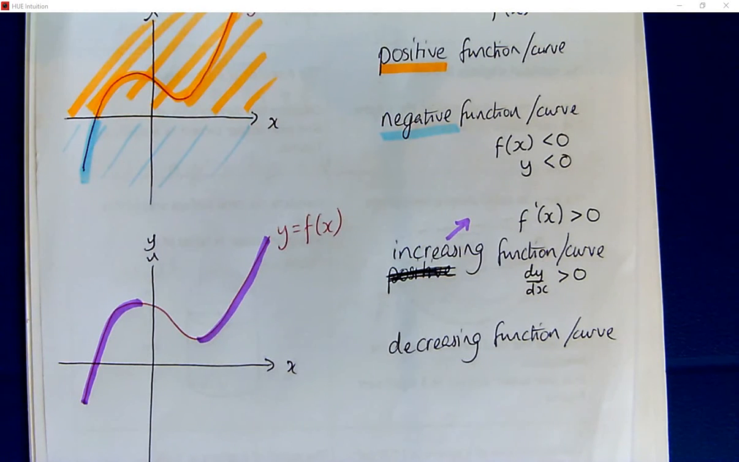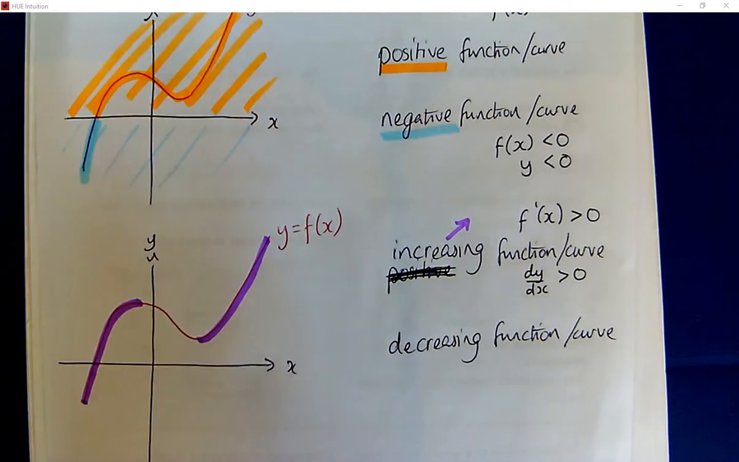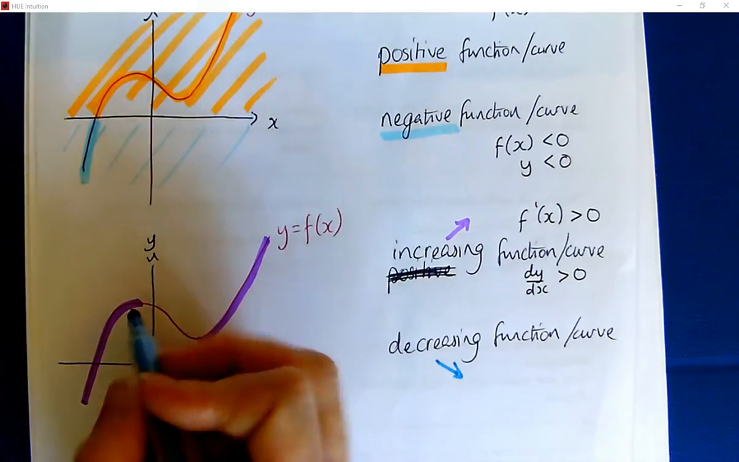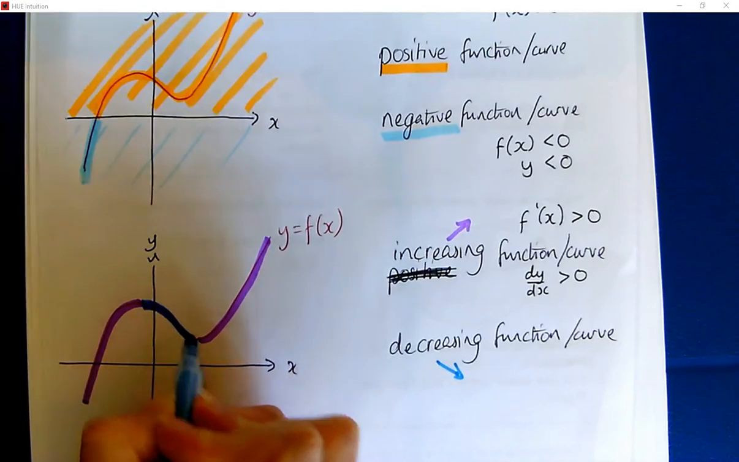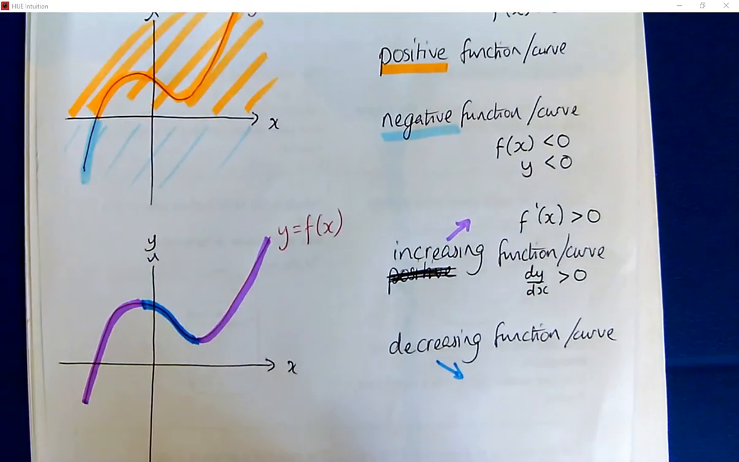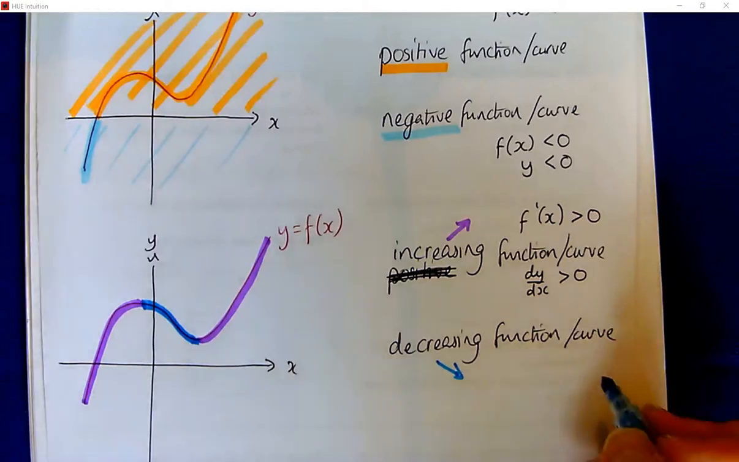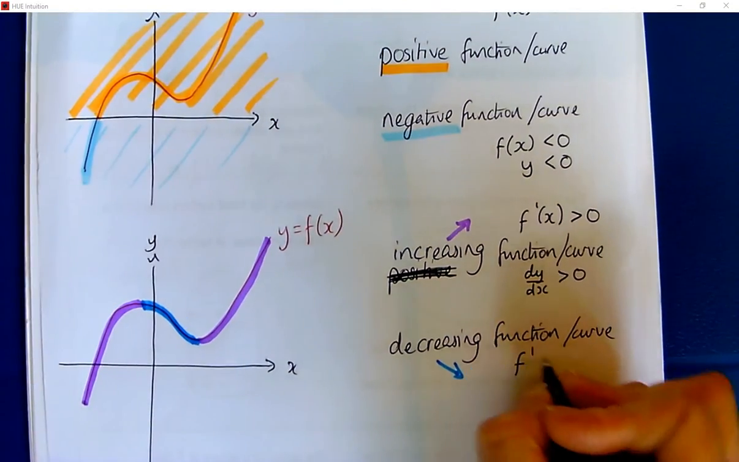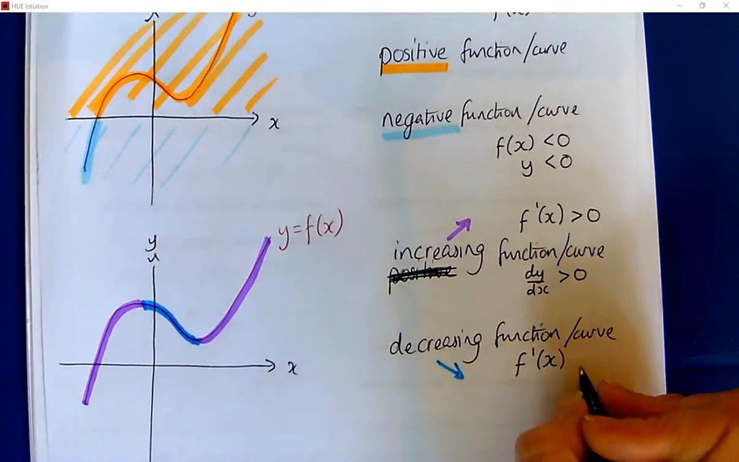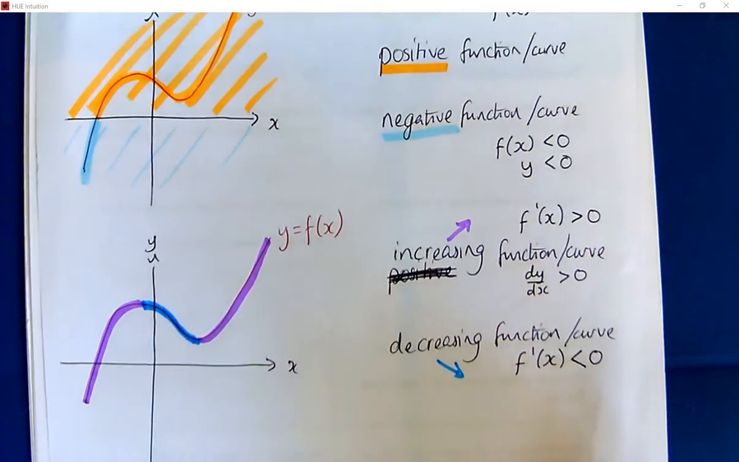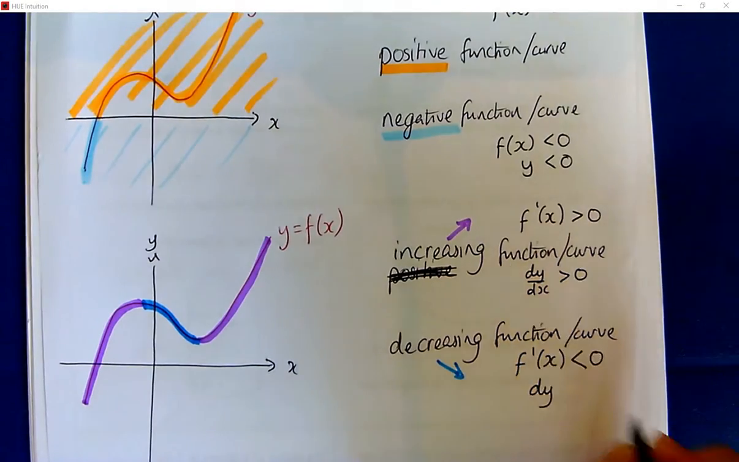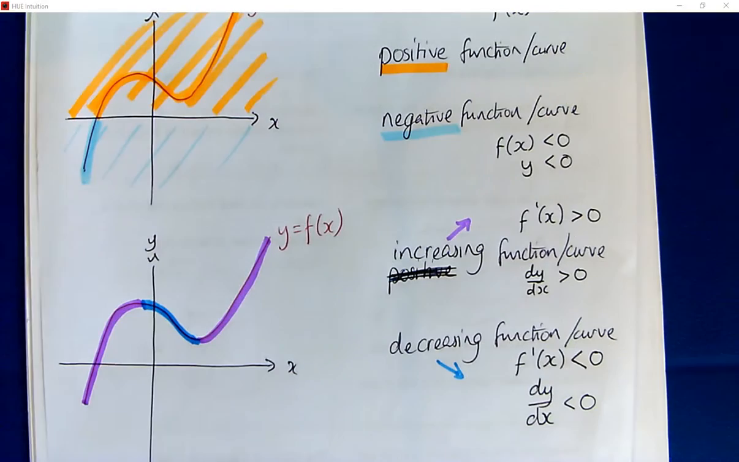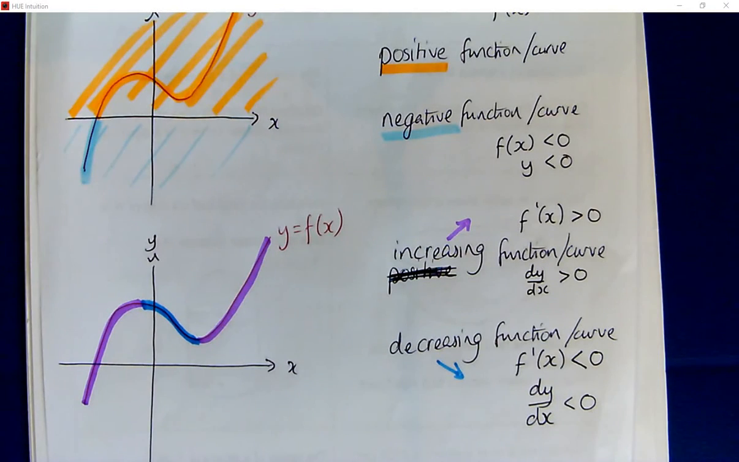In contrast, if it says we've got a decreasing function, that means it's going downhill. So in this case it's from the positive down to the negative part of that curve. Okay, and we have got the gradient, not the original function, the gradient will be negative. So you could either have f dashed x is negative or dy by dx is negative. So just be careful not to mix those up.